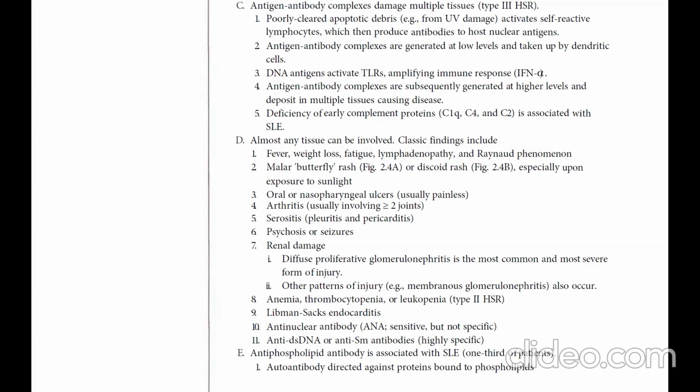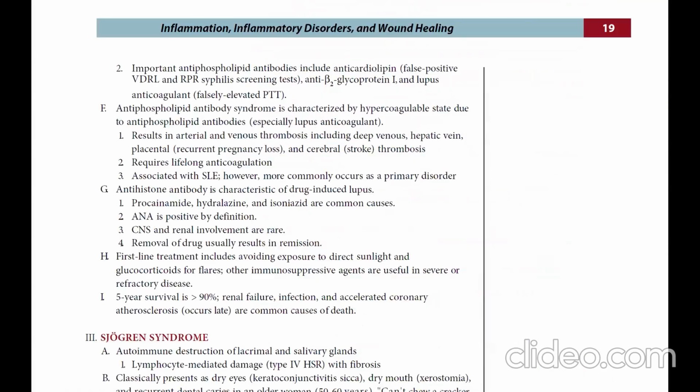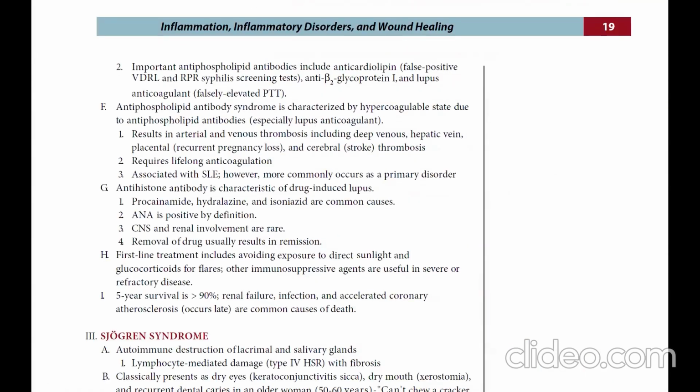Libman-Sacks endocarditis. Antinuclear antibodies are sensitive but not specific, while anti-double-stranded DNA or anti-Smith antibodies are highly specific. Antiphospholipid antibody is associated with systemic lupus erythematosus in one-third of patients. These are autoantibodies directed against proteins bound to phospholipids. Important antiphospholipid antibodies include anticardiolipin, causing false positive VDRL and RPR syphilis screening tests, anti-beta-2 glycoprotein 1, and lupus anticoagulant, causing falsely elevated PTT.